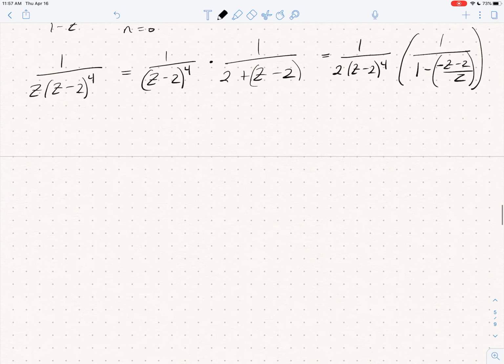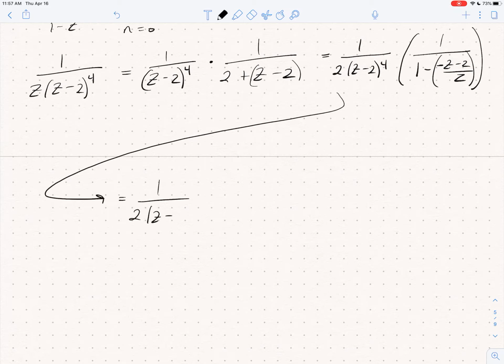And now I'm ready to roll. So this is equal to 1 over (z minus 2) to the fourth. And I can go ahead and switch to my series: the sum from n equals 0 to infinity of whatever's inside here. So minus 1.